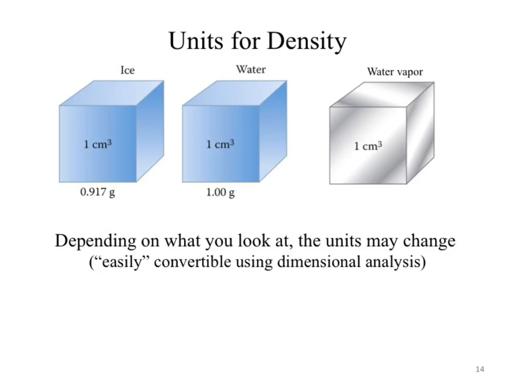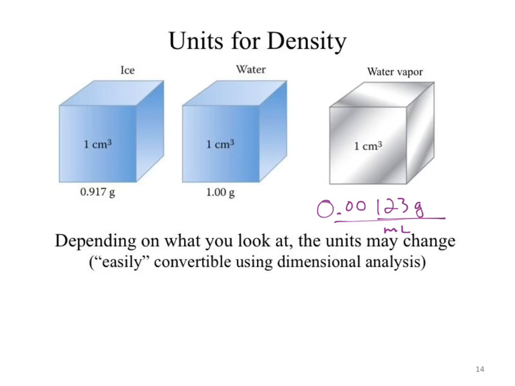For instance, if we look at the density for ice or water, grams and milliliters actually works out pretty well. But if we look at the density for a gas, the density now becomes such a small number. We're probably pushing into some fractional numbers here. You're getting something like 0.00123 grams per milliliter. We don't like all those zeros.